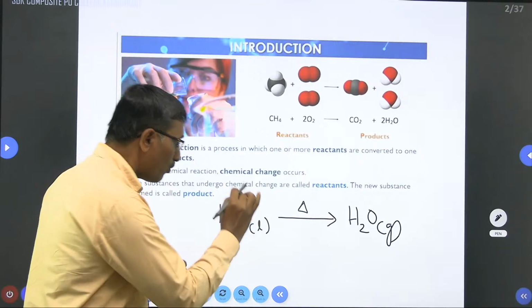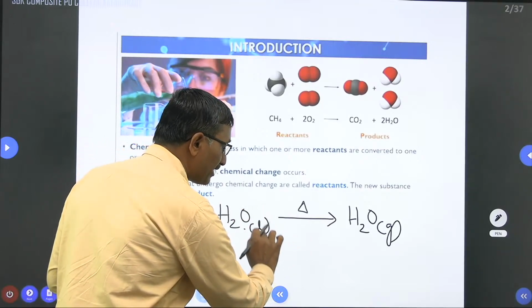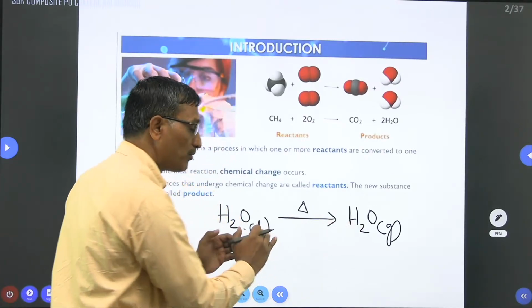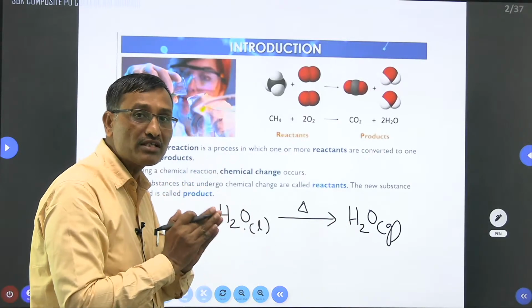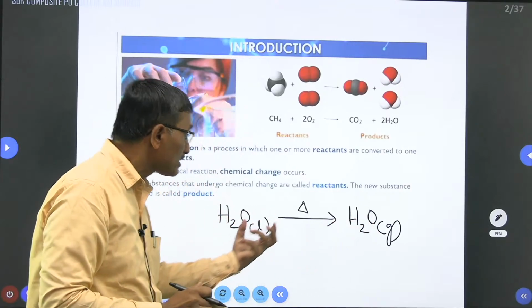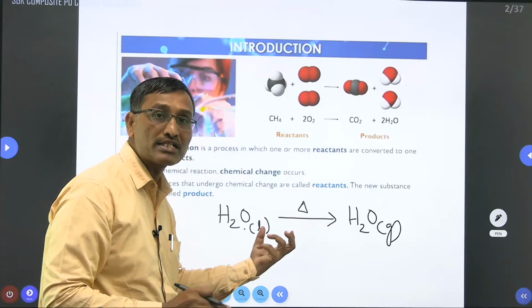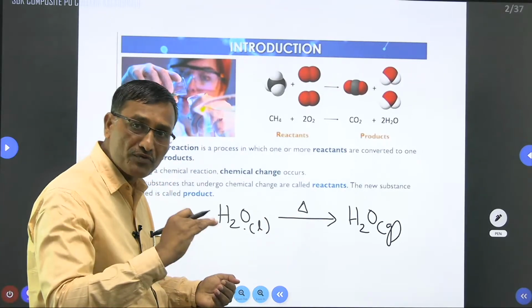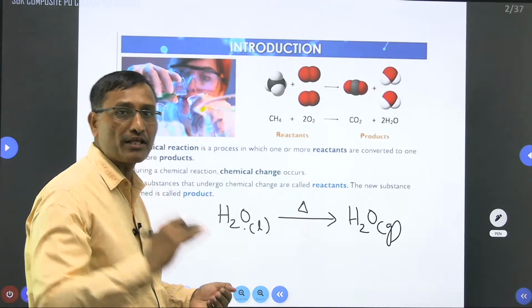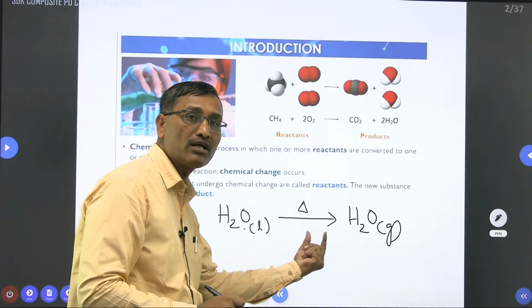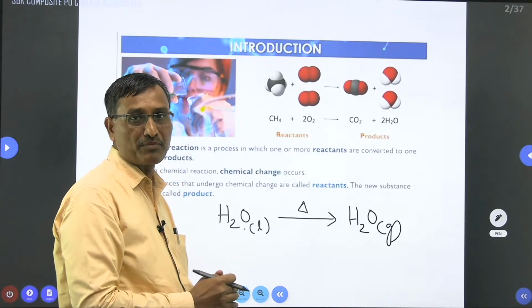No. Why? Because there is only a change in the physical state of the involved substance, but the chemical composition remains the same. Here also water, here also water. Such types of changes are known as physical changes. And physical changes are temporary. Therefore, we can't take this one as a chemical reaction.